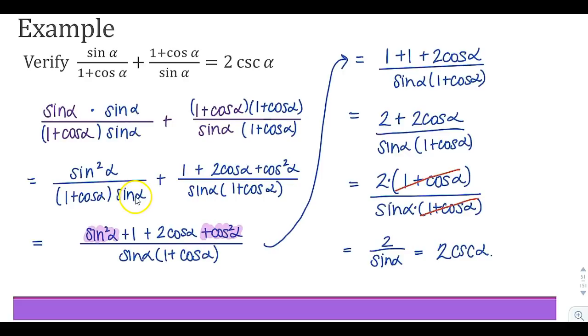So a lot of times students want to start canceling when they can't cancel terms because the only way we can cancel is if I have products, if I have factors to cancel. So anytime there's a plus, so there's a plus here, this cosine and this cosine don't cancel. And that's the most common mistake that students make, algebraic mistakes.